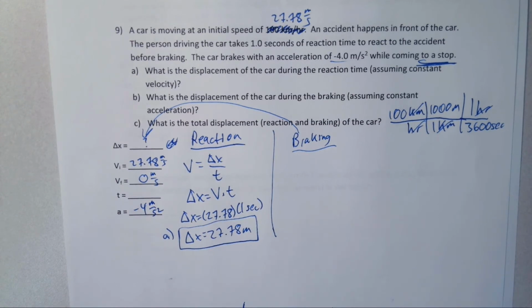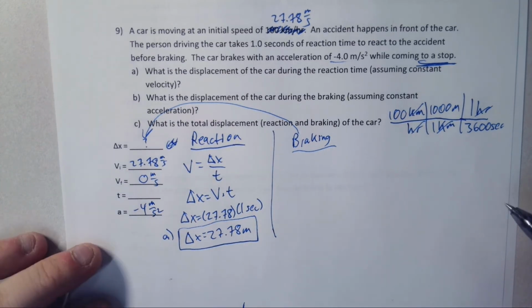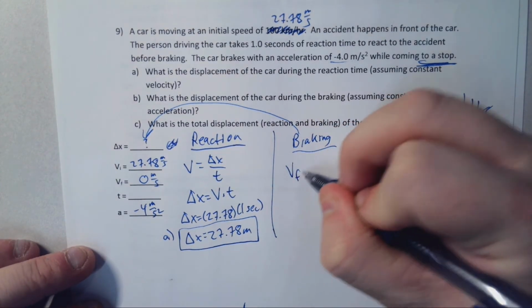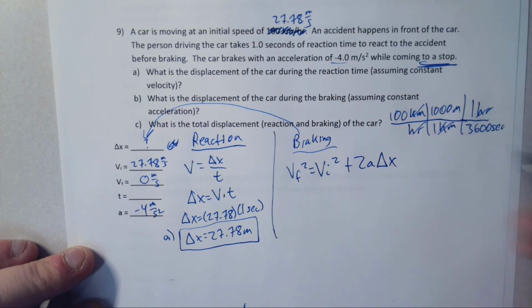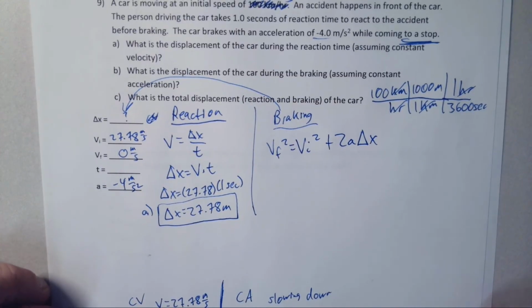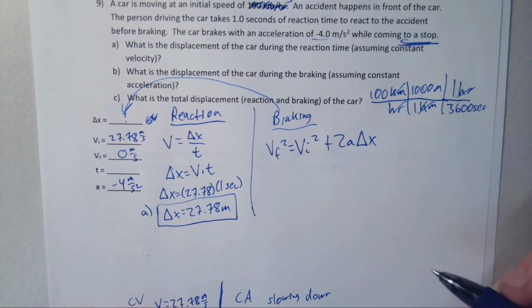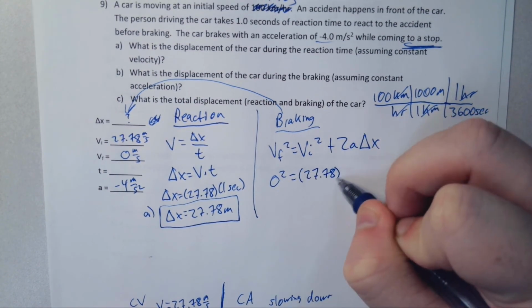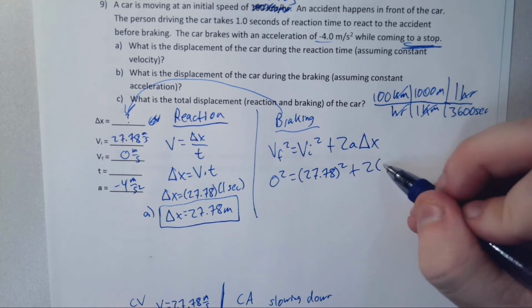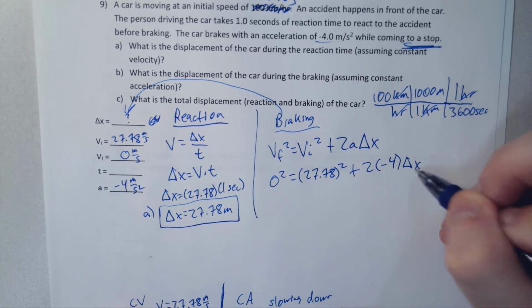So if we're looking at which equation, go ahead with your hand on which equation, 1, 2, 3, 4 of the 4 equations we have. And for those that are listening on this video here, I'll put the 4 equations online. Yes, it is the 4th equation. But we don't have time, so VF squared equals VI squared plus 2A delta X. Go to plug things in. 0 squared equals 27.78 squared plus 2 times acceleration -4 delta X.